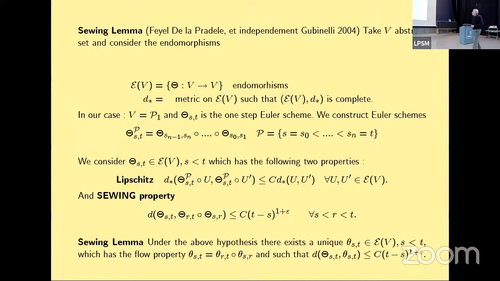And then the sewing lemma tells the following thing. Under these two hypotheses, there exists a unique family of endomorphisms, small theta now, such that small theta has the flow property, and the distance between capital theta st, the one step Euler scheme, and theta st is less than t minus s to the power one plus epsilon. So this is the sewing lemma. And clearly what I have done in the previous slide when I put the result was to use this sewing lemma in the specific context that I have given before.